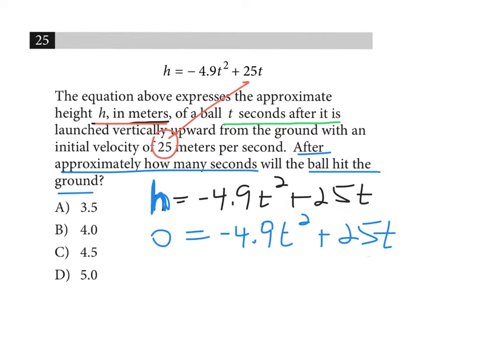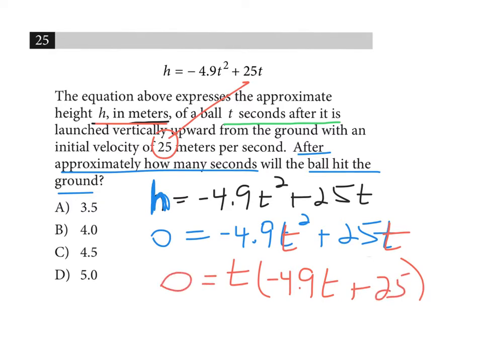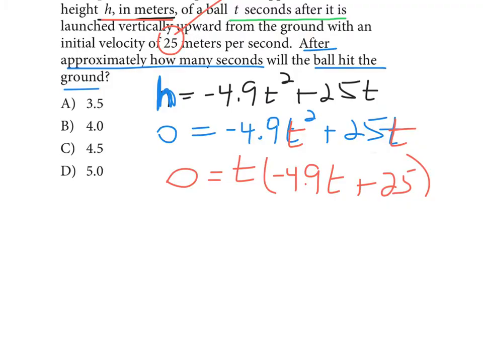Now the way we're going to solve this is we're going to try to factor the right-hand side since there's a common factor of t. So I'm going to factor out a t, so I'm going to get negative 4.9t, and then I'm going to get plus 25. The way you solve quadratic equations is you try to factor them. So now we're going to set each factor equal to 0.